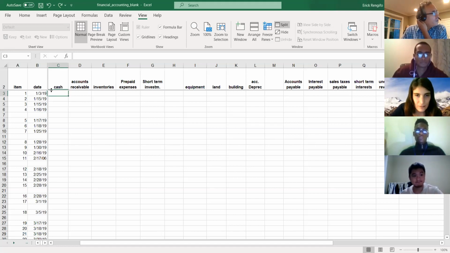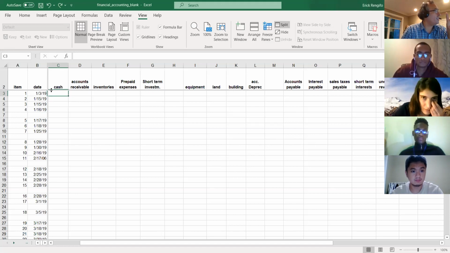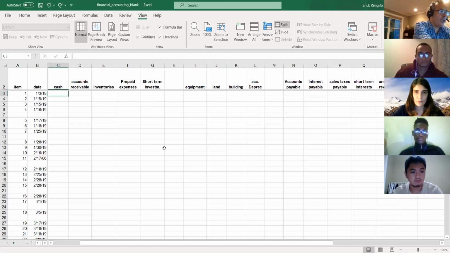So let's do the first transaction. The first transaction is I have an initial investment of 200 shares at $1 each, okay? And this initial investment is divided into cash, 50,000, a building, someone gave a building, 100,000, and land, 50,000. Got it? So we have these three contributions.